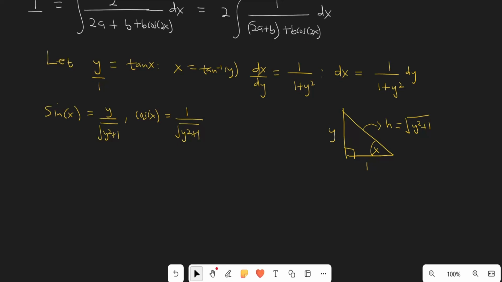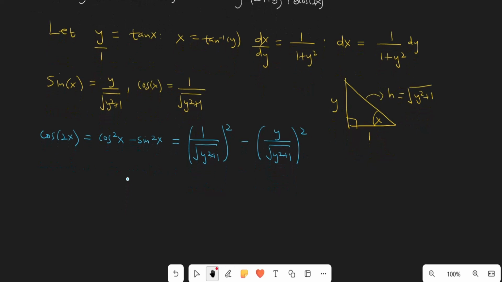And now we can find an expression for cosine of 2x in terms of y. We know that cosine of 2x is the same as cosine squared of x minus sine squared of x. That is from the double angle identity. So this is equal to cosine of x, which is 1 all over the square root of y squared plus 1. We have to square that because it's cosine squared, minus sine squared, which is y all over the square root of y squared plus 1.